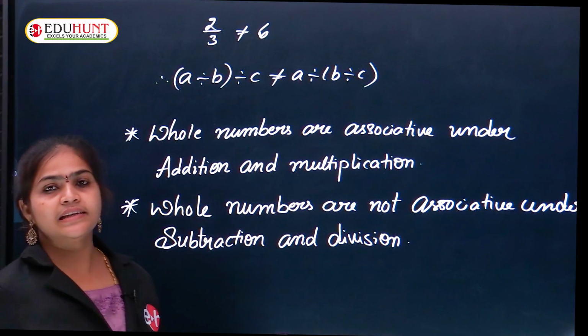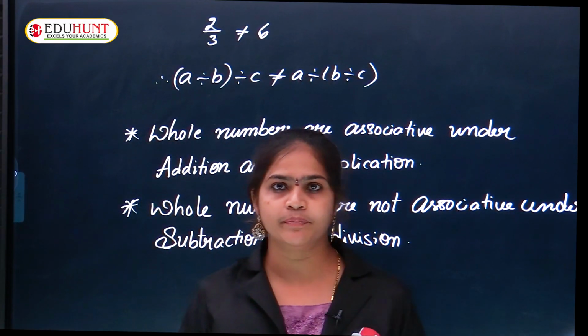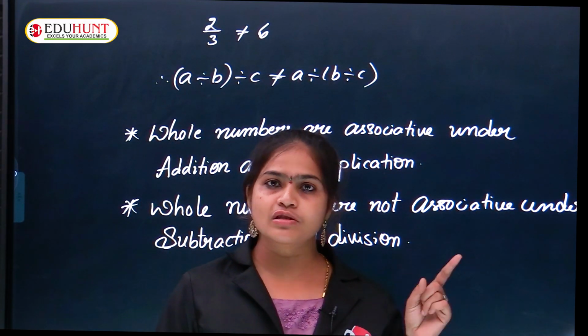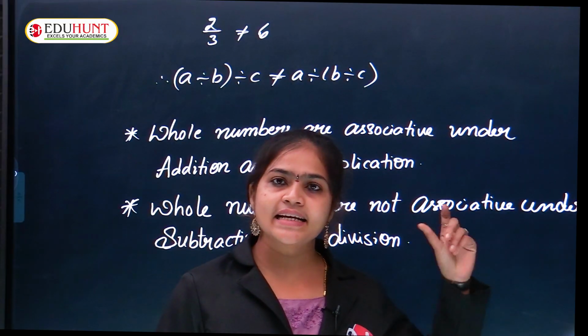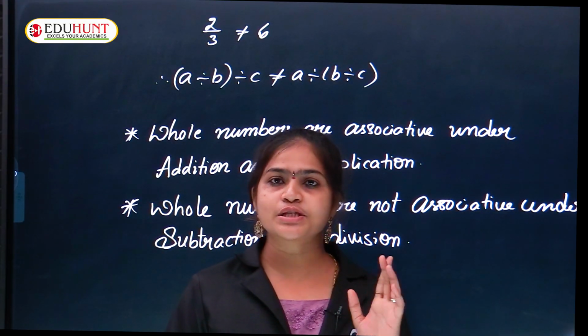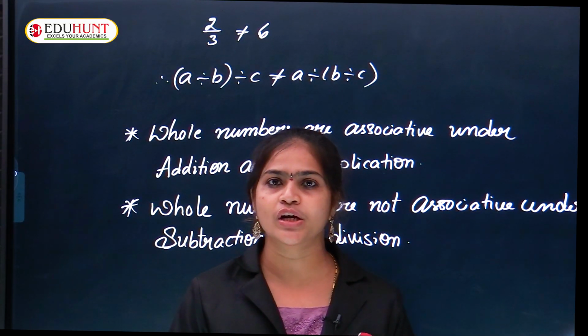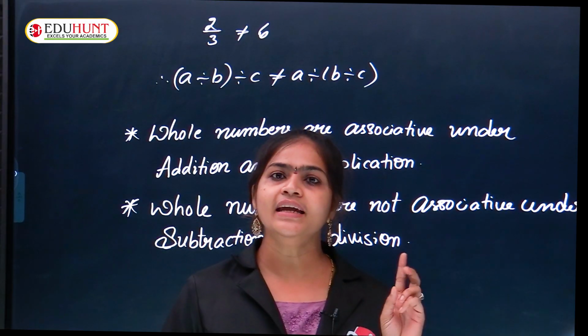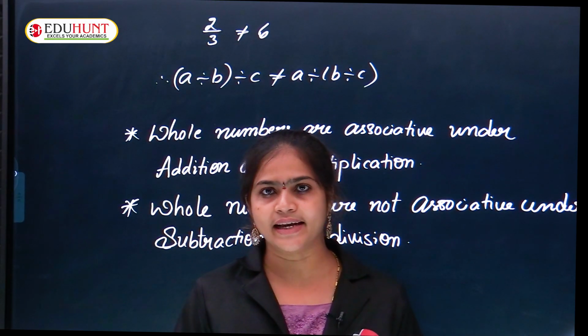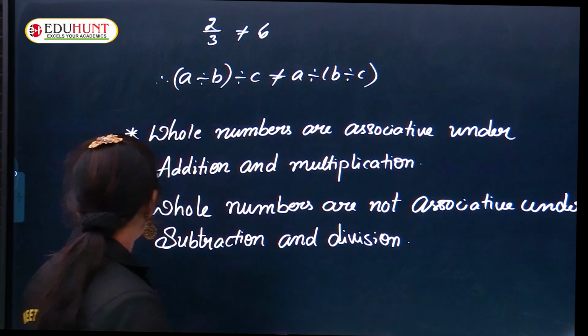Understood? So finally this is about the associative property. Children, up to here, closure property, commutative property, associative property are completed. Next we have the leftover properties. What are those? Distributive property, role of 0, role of 1. Now see, the next property is the distributive property.